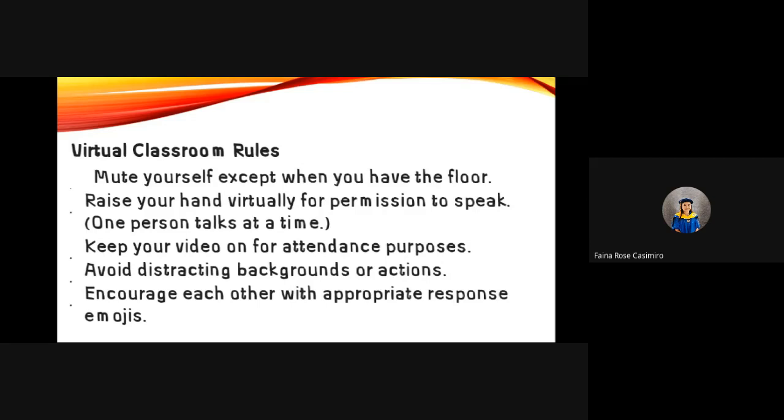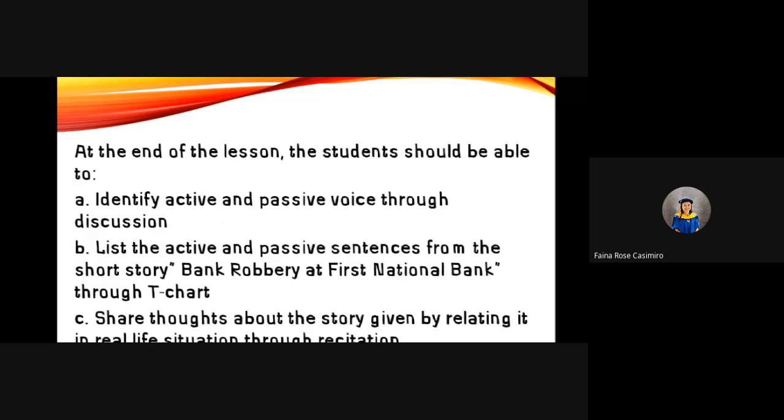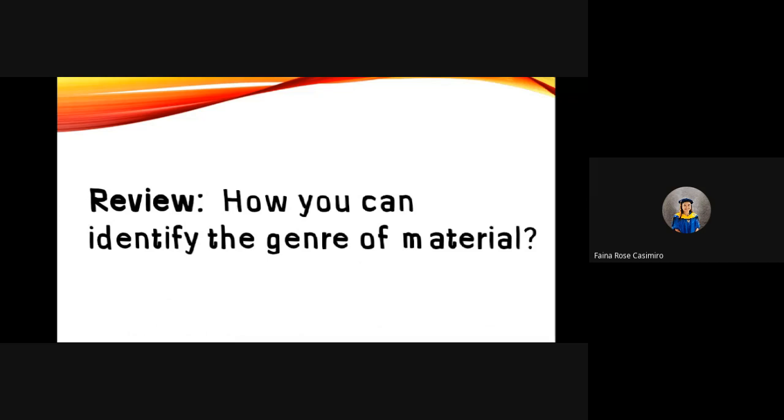So, let's have review. How can you identify the genre of material? Yes, Anna? Very good. By identifying the four elements or parts: character, story, plot, and setting.